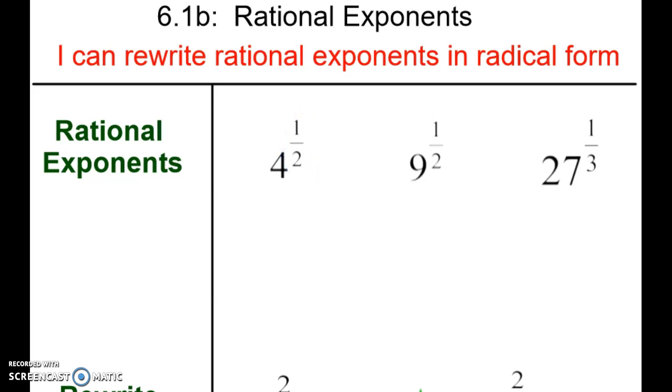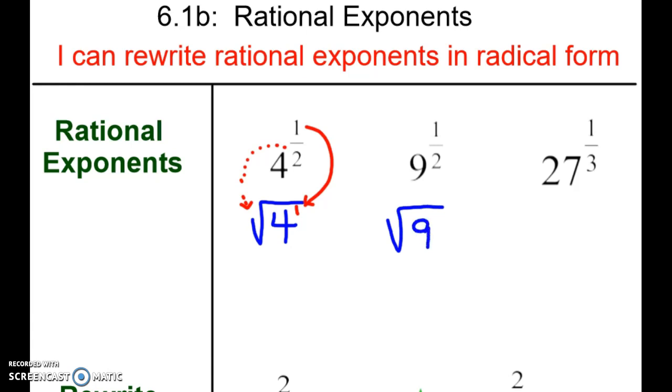So when we look at this, I'm going to tell you that 4 to the 1/2 power is the same thing as the square root of 4 to the first power. So this 1 came here, and this 2, even though we don't see it, is right here because it's a square root. So 9 to the 1/2 power is the square root of 9. It's just another way of writing it. 1 is written as an exponent and 1 is written as a radical.